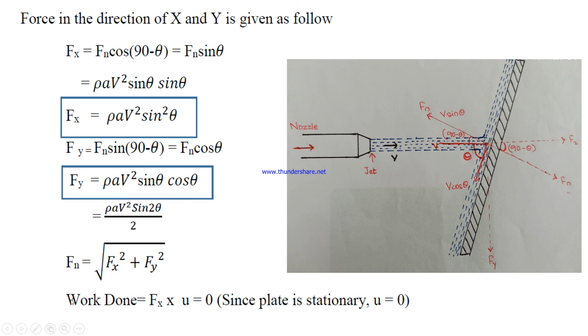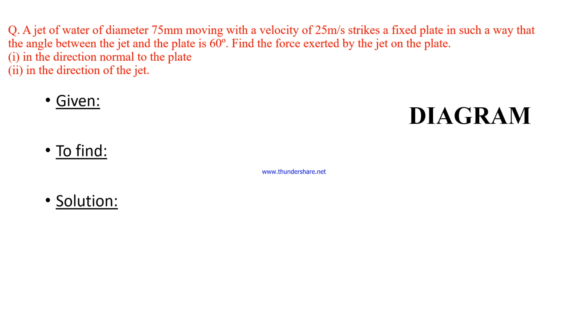Next we want to calculate the work done. Because this is a stationary plate, there is no displacement. So the work done will be equal to 0, just because the plate is stationary. Now you have to solve this numerical.